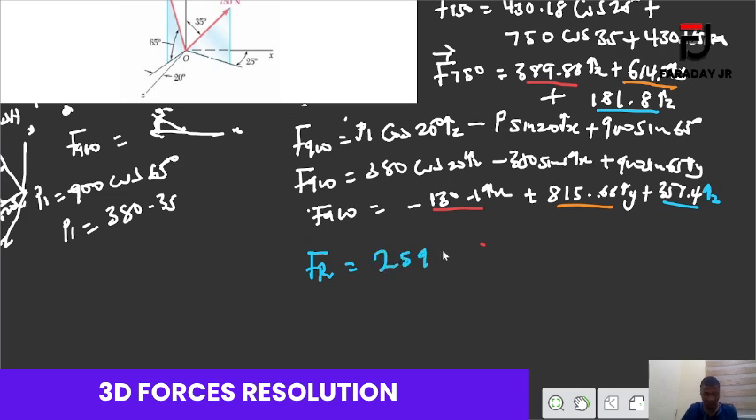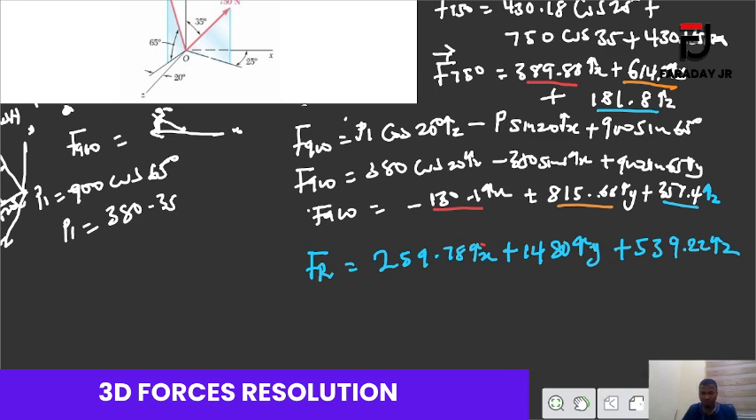259.78 Ix, right? Plus the force in the y plane, which will give us 1480 Iy, plus 539.22 Iz, right? So this is our resultant force.